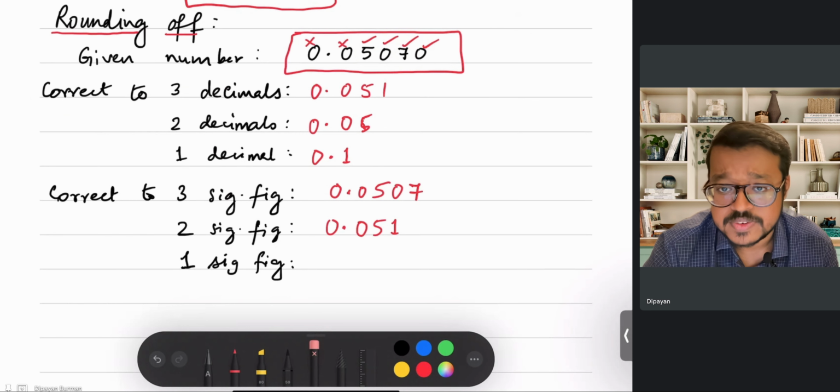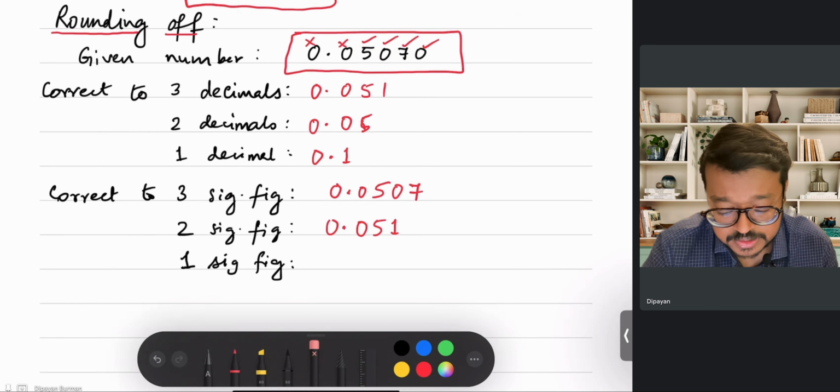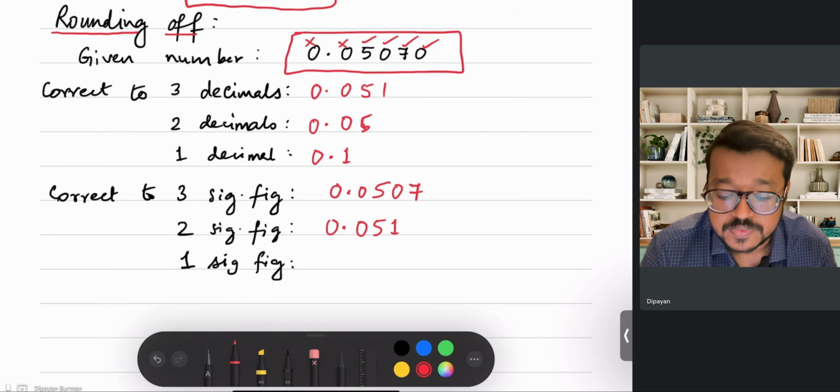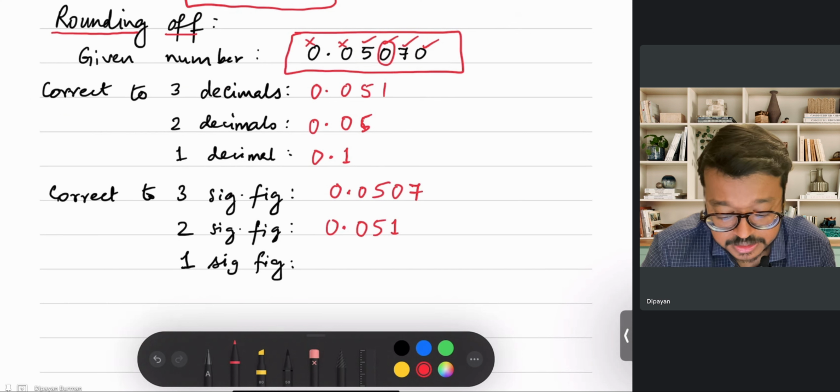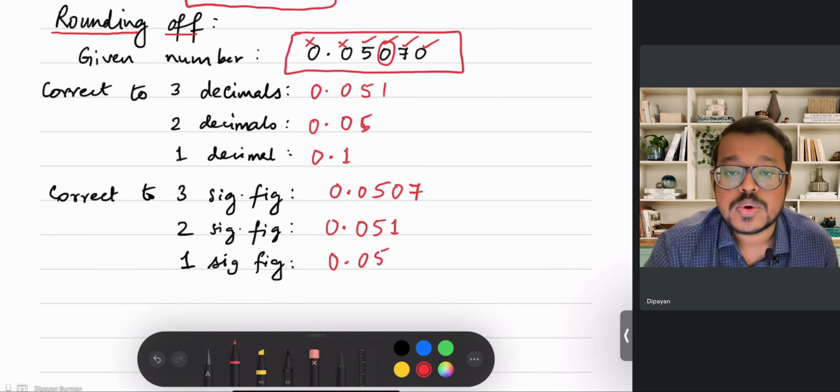Now the same number, if I wanted to round off till only one significant figure, then I will look at what is the second significant figure, which in this case is 0. Then I will drop the other digits and my answer will be 0.05. That is correct to one significant figure. The 5 here is the significant figure.